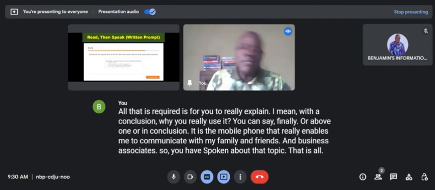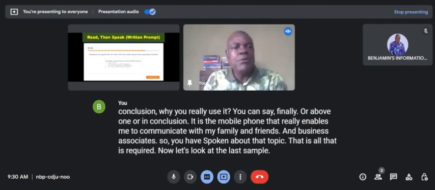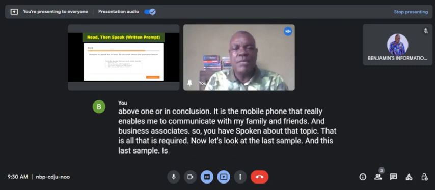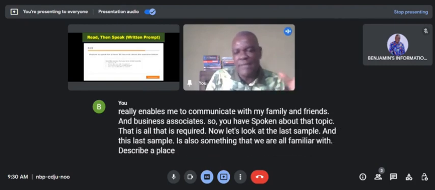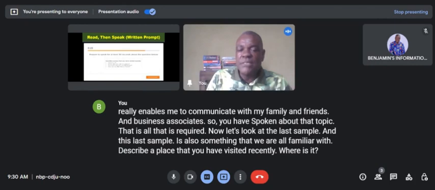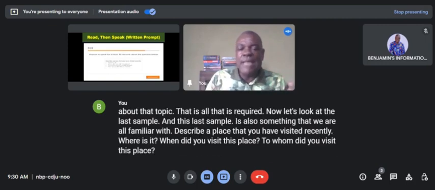Now, let's look at the last sample. And this last sample is also something that we are all familiar with. Describe a place that you have visited recently. Where is it? When did you visit this place? With whom did you visit this place? Why do you like it so much?